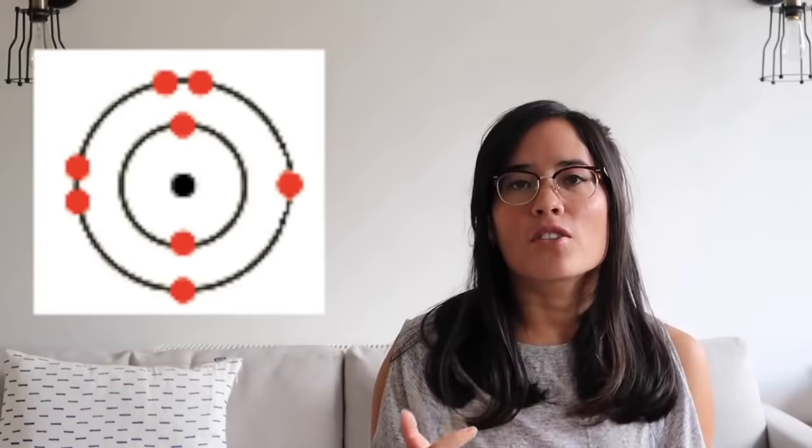And if you're asked to draw the shells, you need to draw a circle, 2 crosses in the first shell to represent the first 2 electrons, and then make sure you're filling up to 8. Don't go into a third shell until the second shell has 8 electrons in it.